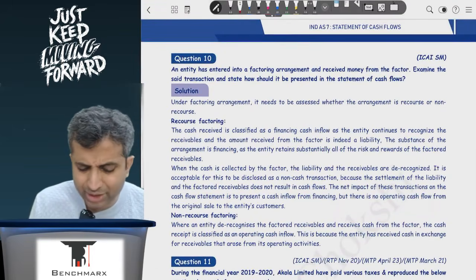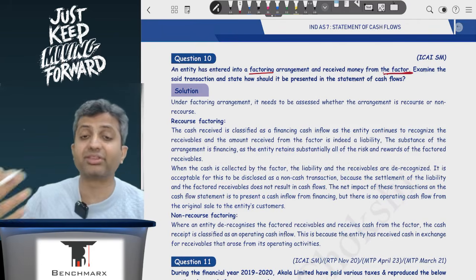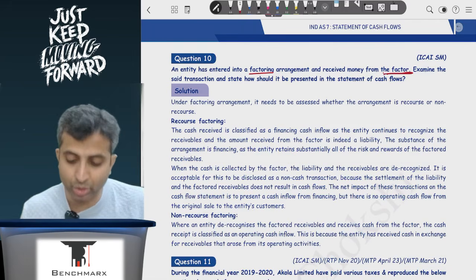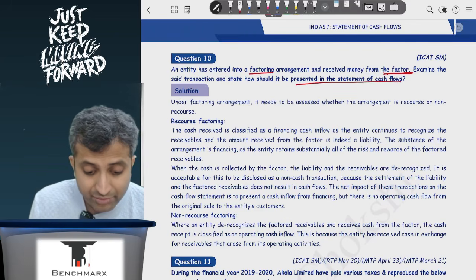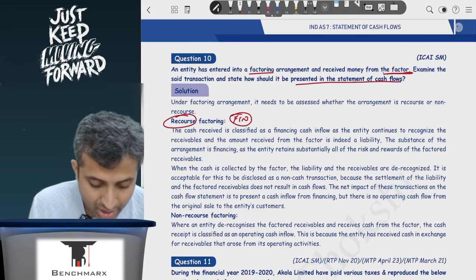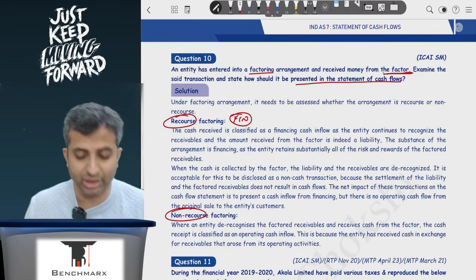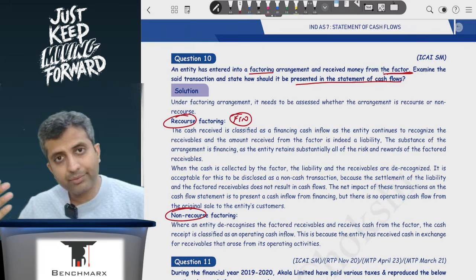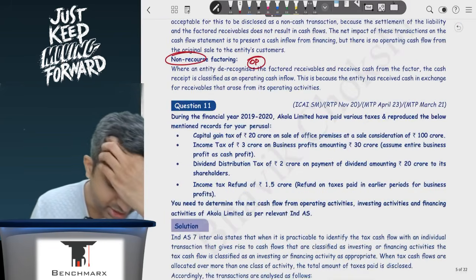Question number 10 is largely on factoring. It's a theory case. An entity entered into a factoring arrangement and received money from the factor. Remember, factoring is taking money on a loan on the security of a collateral, usually if it is a recourse factoring. Examine the said transaction, how it will be presented in the cash flow. Well, if it is a recourse factoring, then it is a financing cash flow. I'm just taking a loan on the back of the factor. Non-recourse factoring, then it is collection on the debtors. I'm not taking a loan. Then it is collection of the debtors, and hence it will become an operating cash flow. Not an LDR question, but nevertheless.